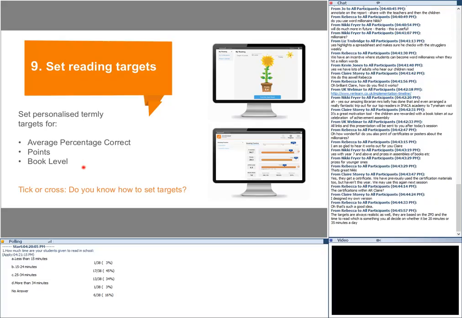The other nice thing is if you've started to get Home Connect up and running for parents, they're informed of how well the child is doing. Now, just so you know, there's two different views for targets. If they're in year 3 and below, they get a nice little sunflower. So it fills up as they earn the points, and the sun grins at them if they're doing well with the average percent correct.